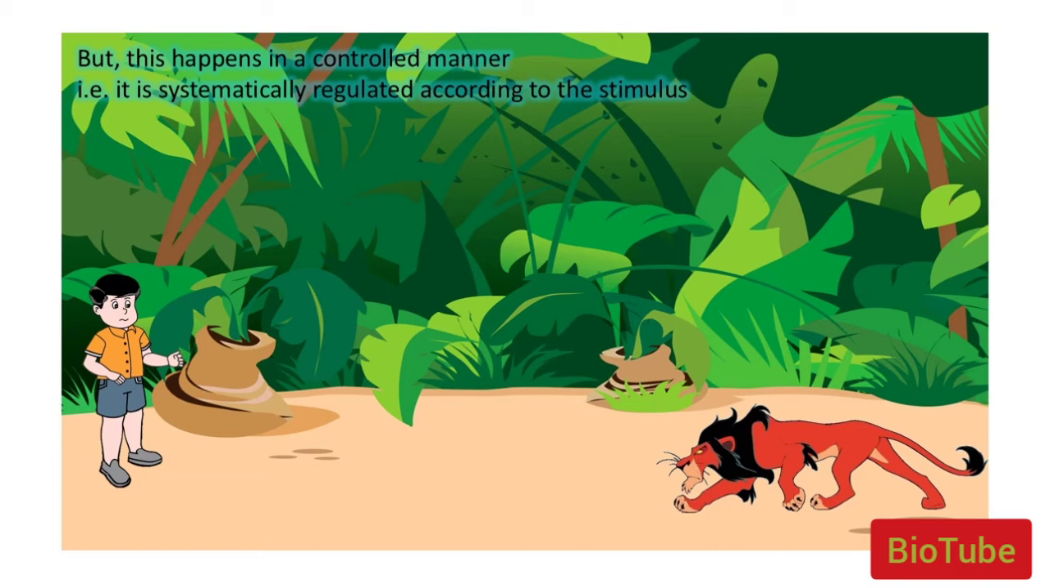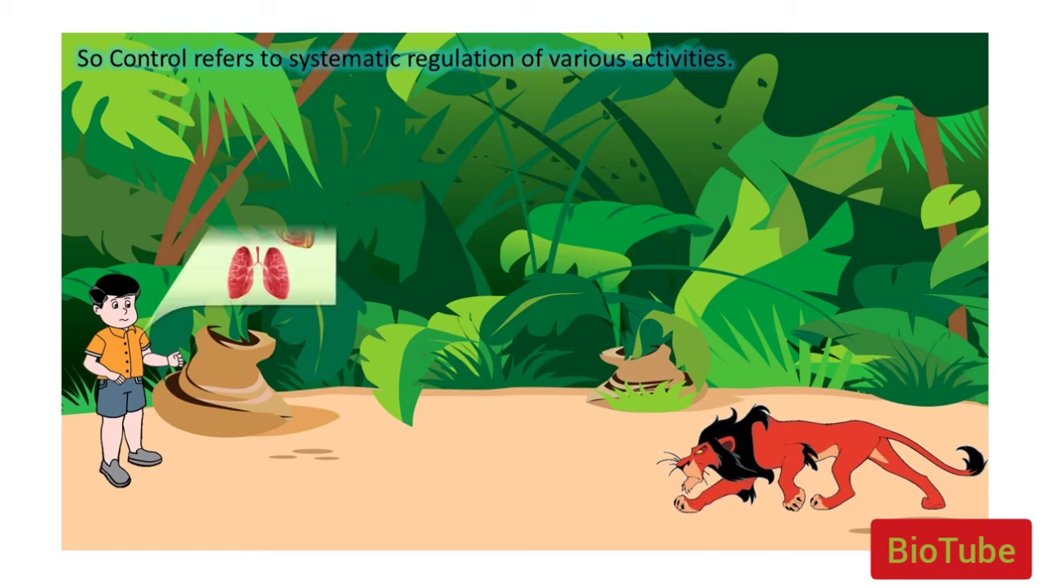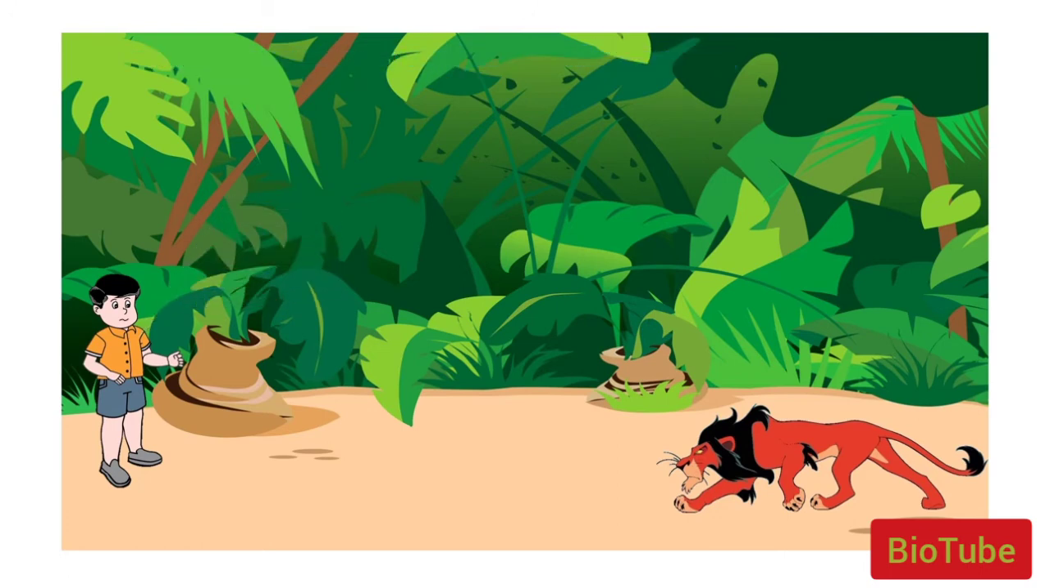So everything will happen in a controlled manner, that is, in a systematic, regulated way. It is systematically regulated according to the stimulus. So we refer to this systematic regulation of activities as control. Control refers to the systematic regulation of various activities that take place inside our body, that is, our breathing of lungs, beating of heart. All these things are systematically regulated.